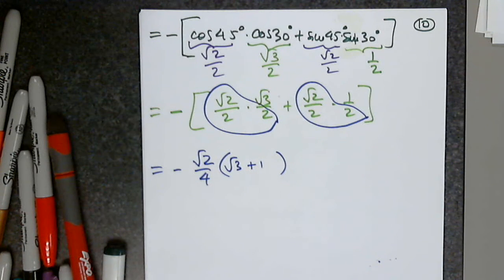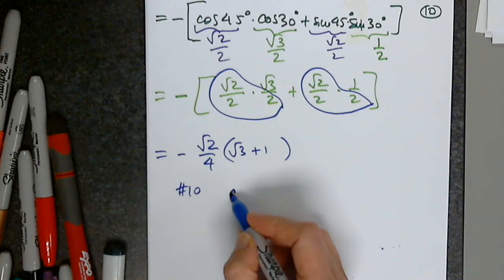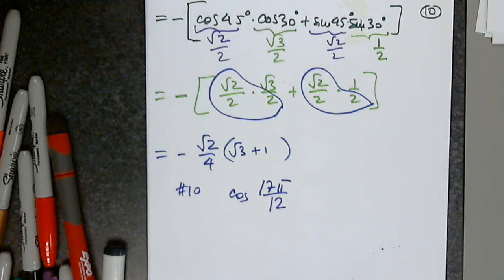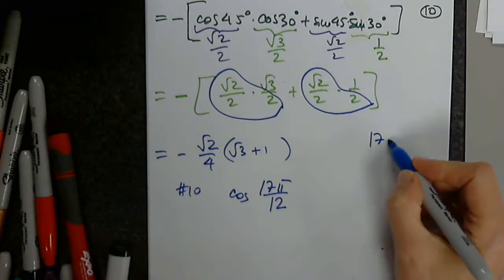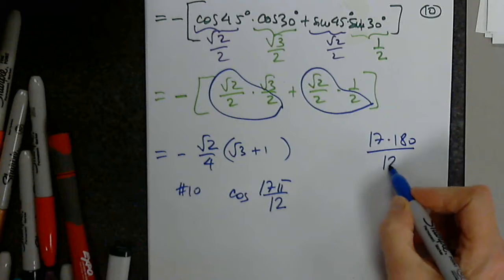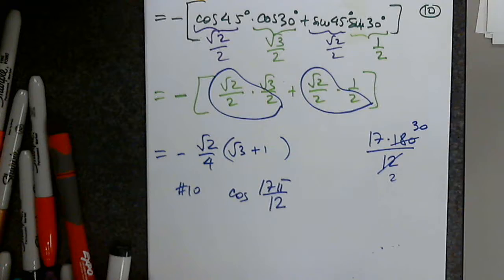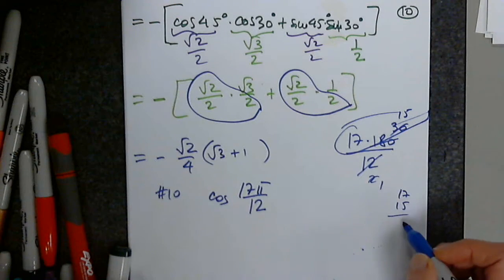Which one? Number 10? Very good, number 10. In number 10, we are given cosine 17 pi over 12. If you ask me to work with 17 pi over 12, I'll say, give me a second. And on the side, I'm going to change pi into 180 over 12. I'll simplify by 6. I'll simplify again by 2. And I'll try to figure out what 17 times 15 is.